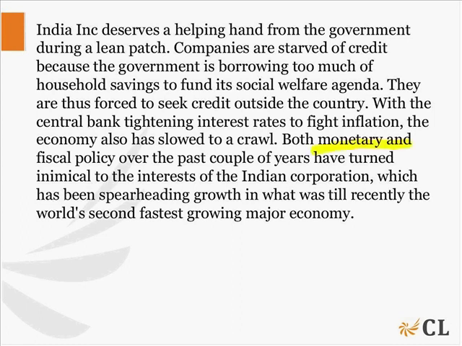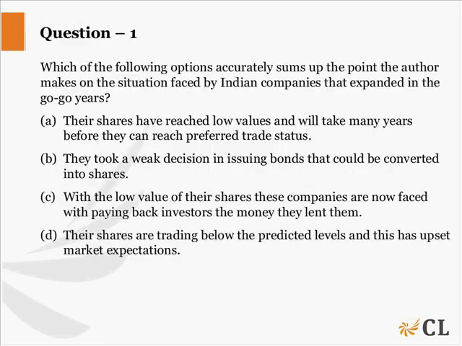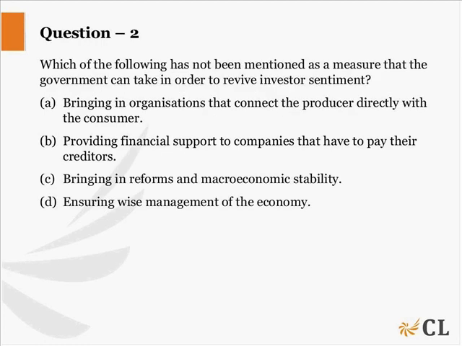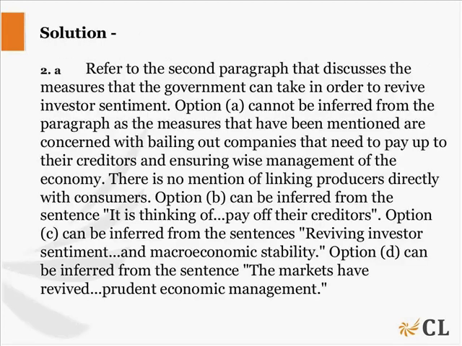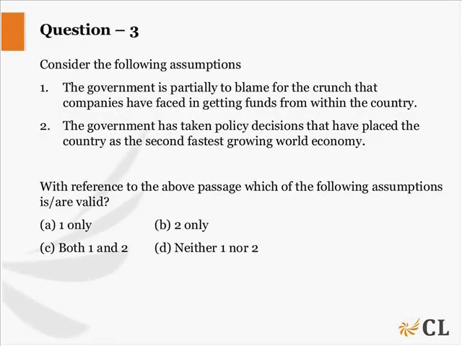Inimical means something that is not suitable to the interest of Indian corporations, which have been spearheading growth in what was till recently the world's second fastest growing economy. So there is no mention that the government was responsible for this, right? It was because the private companies were themselves doing it. So therefore, for question number 3, I can only be sure about the first part, but the second part I cannot. My answer accordingly for the third part goes as A, alpha. Okay, next question.